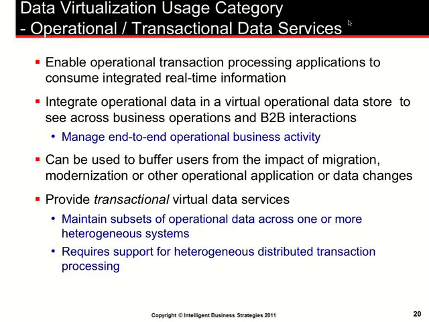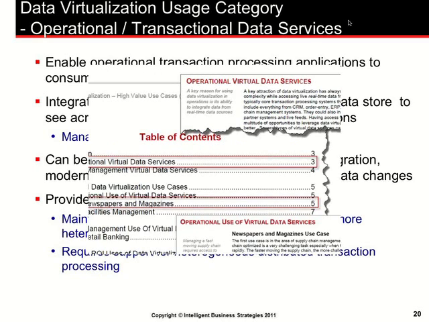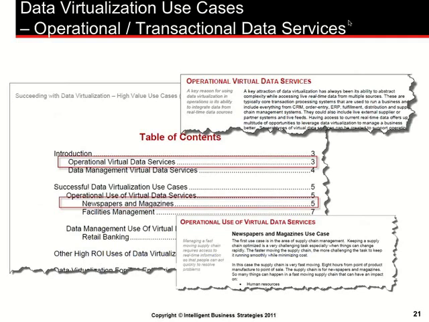And we could also provide transactional virtual data services, which would allow some kinds of subsets of operational data to be potentially updated and maintained, even though that data may reside in one or more heterogeneous systems, which of course requires the support for something called heterogeneous distributed transaction processing. But these days, data virtualization technology products on the marketplace do support that capability and would certainly allow some transactional use to take place. Once again, if you refer to the white papers that I've released today, we will see discussion about operational use of data virtualization in order to keep things like logistics and supply chains running smoothly.